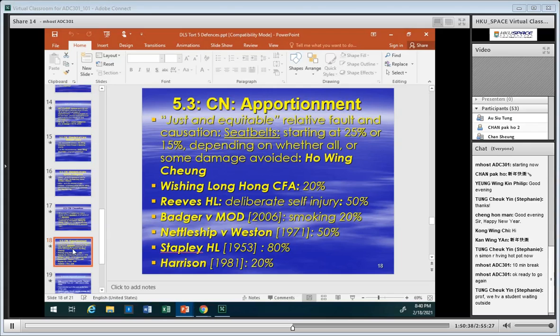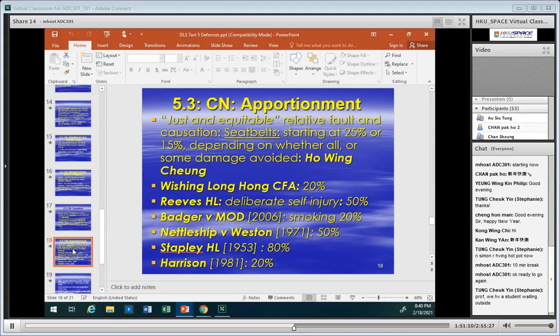And so the personal representatives of the killed employee sued the employer. And there were 2 issues here. Was there breach of the duty of care? And the court said yes, because a reasonable employer would have provided better lighting. But was there contributory negligence in Wishing Long Hong? Well, the court said yes, because if you fall down, are you at fault? Usually, yes, unless somebody pushes you over or something.